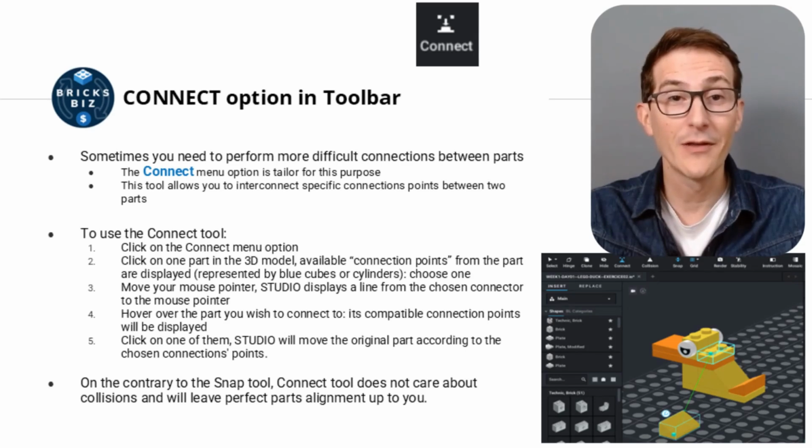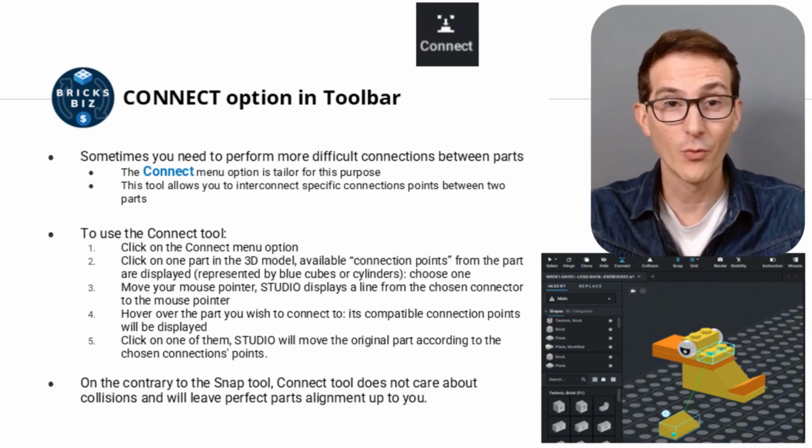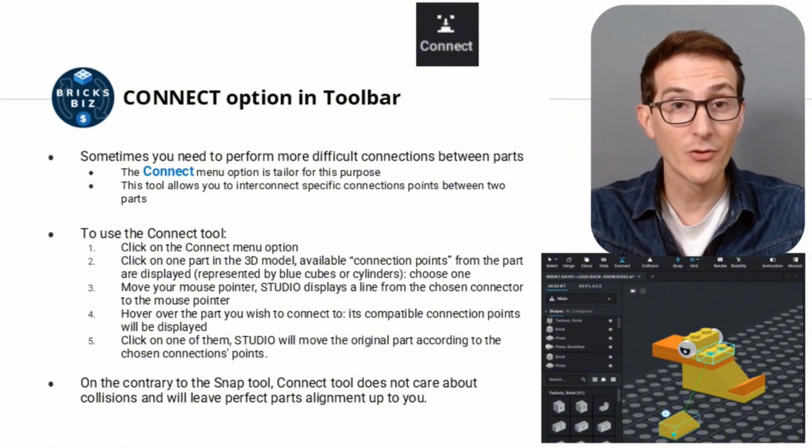This is the last tool we're going to look at before moving on to our first practical exercise of the lesson, the Connect tool. It is sometimes necessary to nest parts that are more difficult to manage with the mouse. In this case, we're going to use the Connect tool in the toolbar, which allows you to interconnect two very specific connection points between two parts.